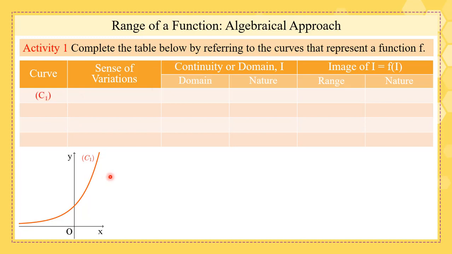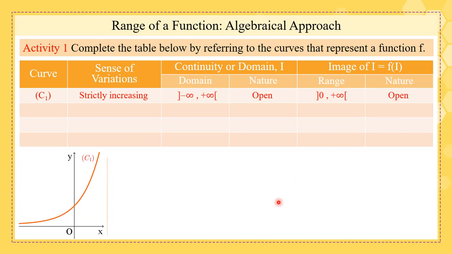Sense of variation is strictly increasing, as you see. Domain. The domain of this curve is negative infinity, positive infinity. Its nature, the nature of this domain, is open. And the image, or the range, or f of I, the range is from 0 to plus infinity. Remember, to find the range, you project on the y-axis. And its nature is also an open interval.